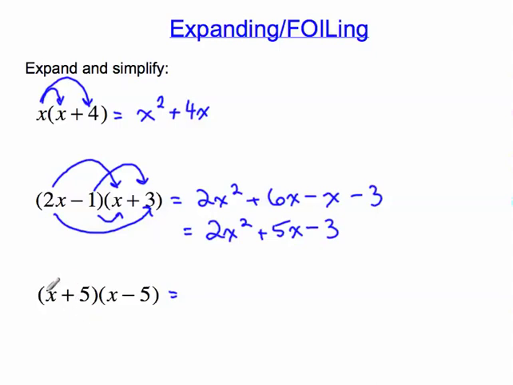Lastly, here's another example of foiling. x and x gives you x squared. Outsides, x times negative 5 gives you negative 5x. The insides give you positive 5x. And the lasts give you negative 25. Notice now when we collect like terms, the x terms disappear, and we get x squared minus 25. So that's a special case, which we'll see again shortly when we talk about factoring difference of squares.